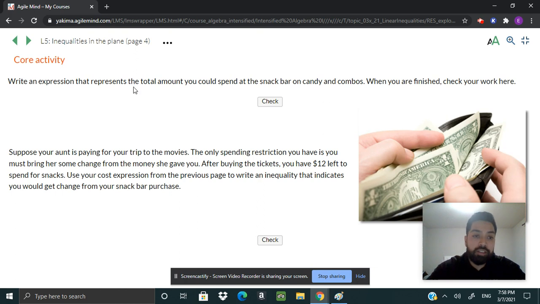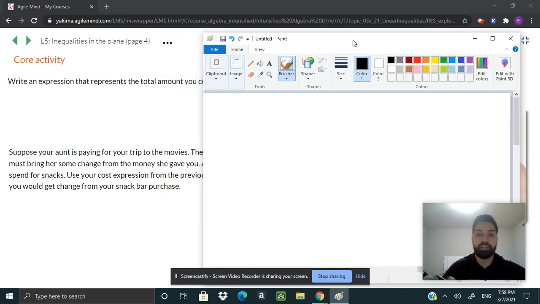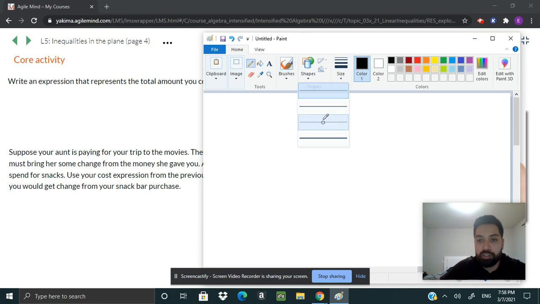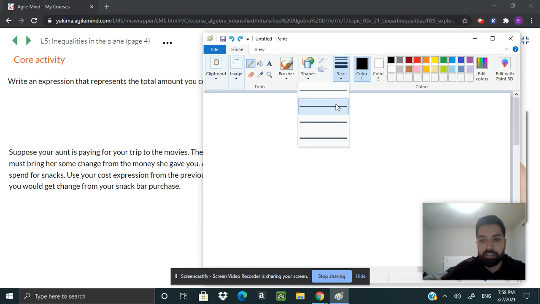To start us off, we need to write an expression that represents the total amount you could spend at the snack bar on candies and combos. So let me get you started. I'm going to pop this up over here. We can write on this and show you what's going on here. We need two variables, so we'll just use the basic variables that we usually use. We're going to go with X and Y.